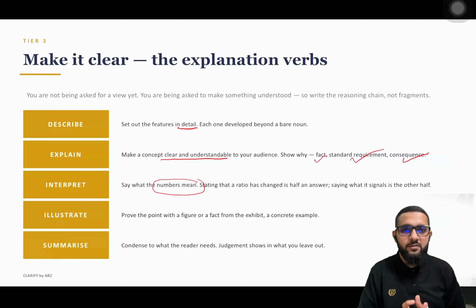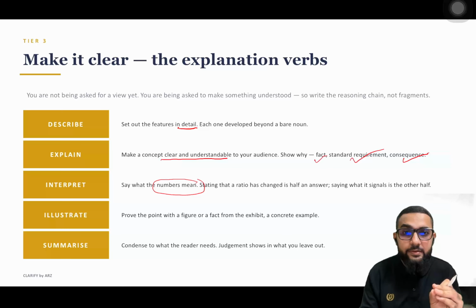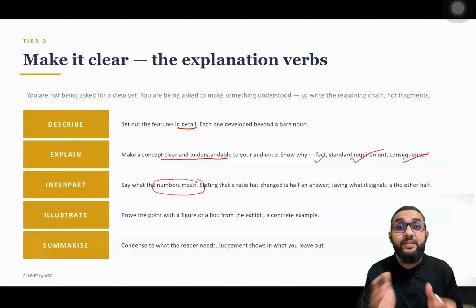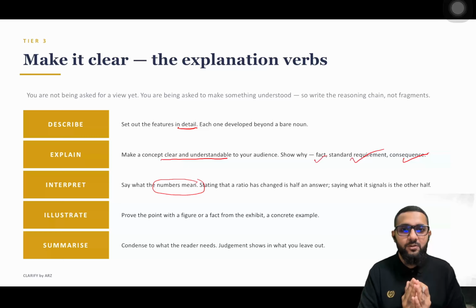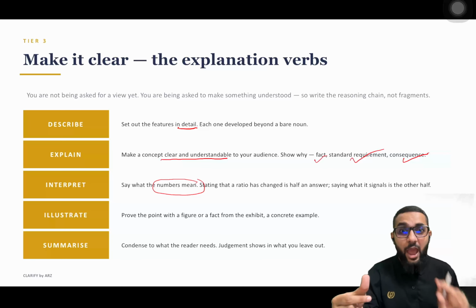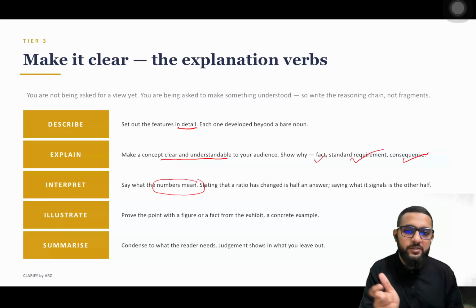You're not interpreting. How would you interpret it? You say, because the current and quick ratio have changed, the liquidity position of the company is impacted favorably or unfavorably. That's where you interpret the numbers. Has the change affected favorably or unfavorably? And what part of the company is affected? Liquidity. That's where interpretation comes in.